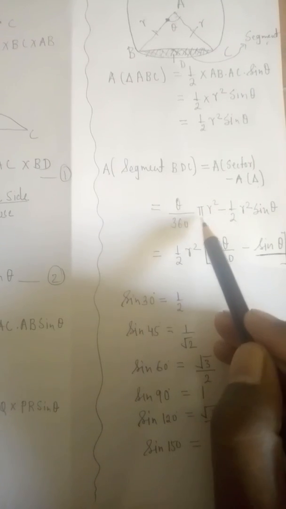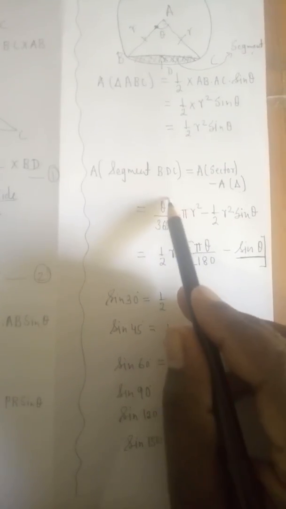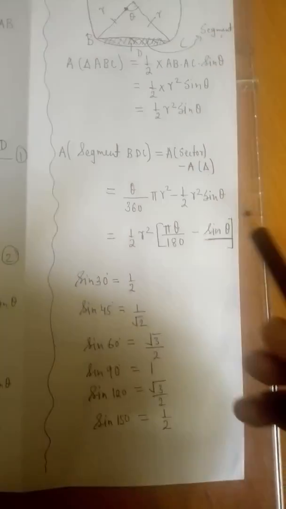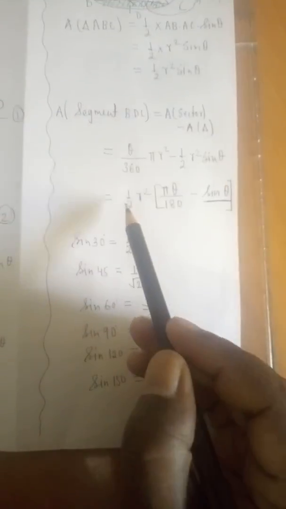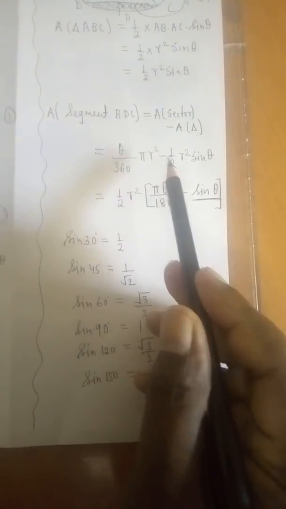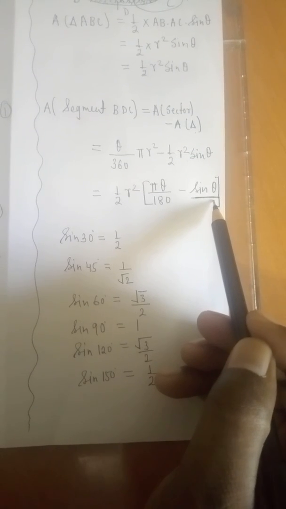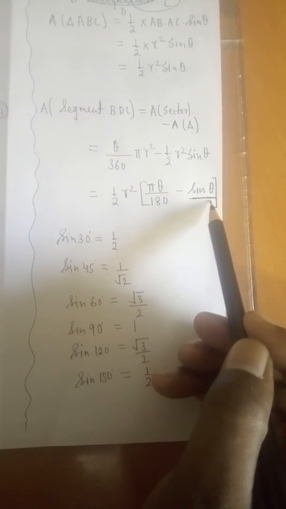So what can be taken as common? We can take r square common, right? So when you see this, theta upon 360 can be expressed as half into 1 upon 180. That means we can take half r square common, and what is the remaining here? Pi theta upon 180 minus sine theta. I hope you have understood this area of segment.